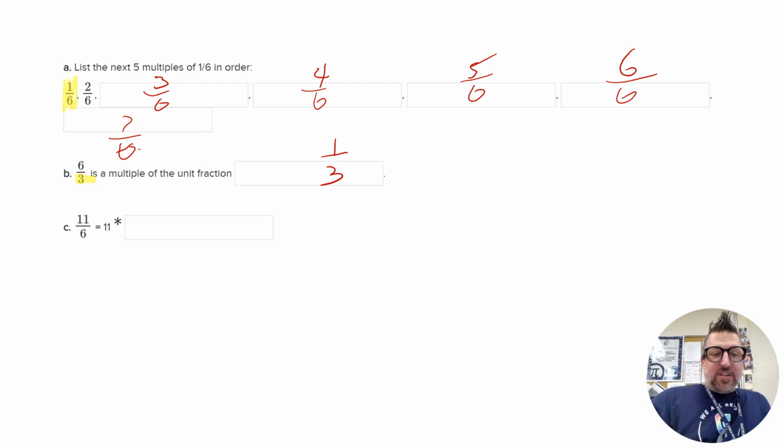Last one, 11/6 equals 11 times what? Well, 11/6. So 1/6 is my 6th. I have a 6th, or I have 1/6. Here I have 11/6. So I have 11 of these. 11 times 1/6 equals 11/6.